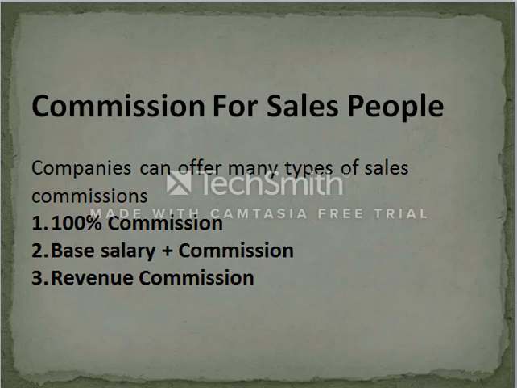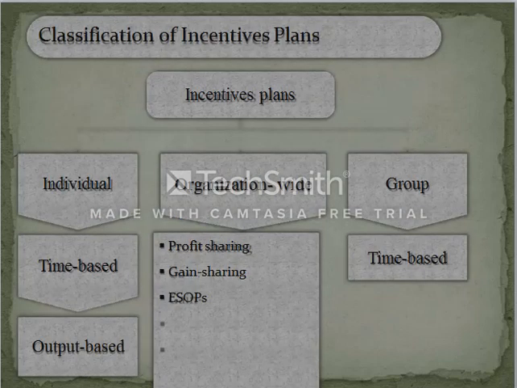Now we are going to start today's topic, that is classification of incentive plans. So this is the chart of incentive plans. As such, there are three types of incentive plans. The first one is individual, second one is organization wide, third one is group. Under the individual, there are two types. The first one is time based, second one is output based.